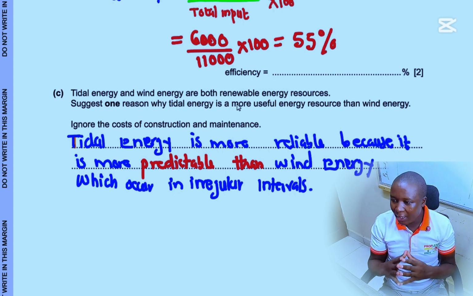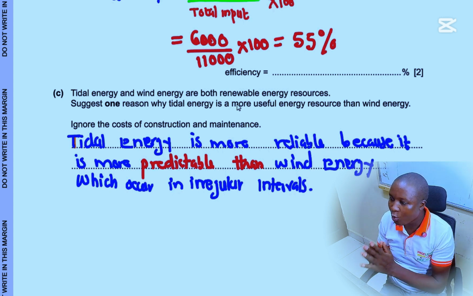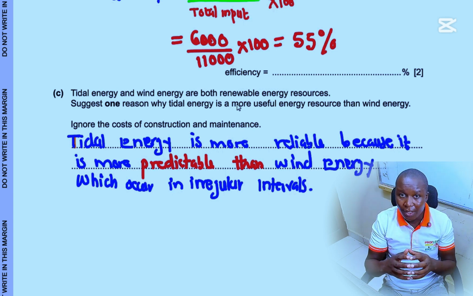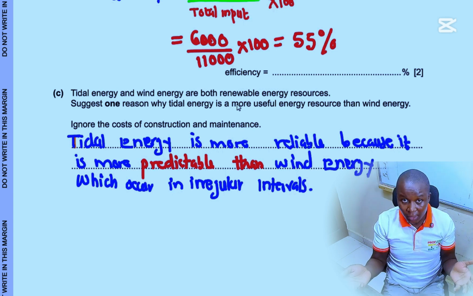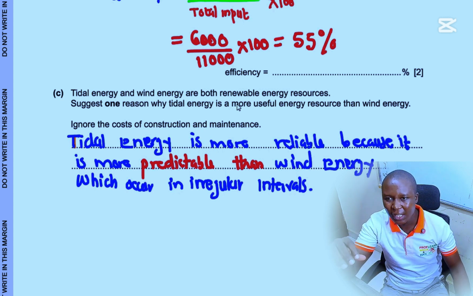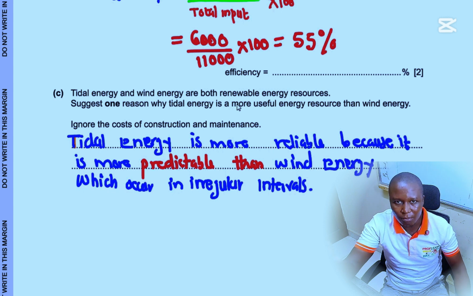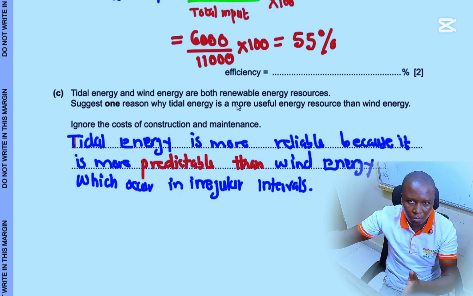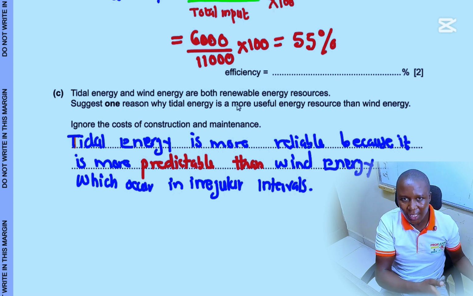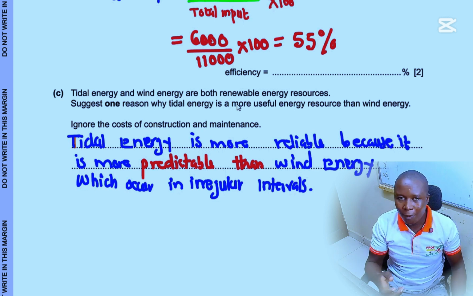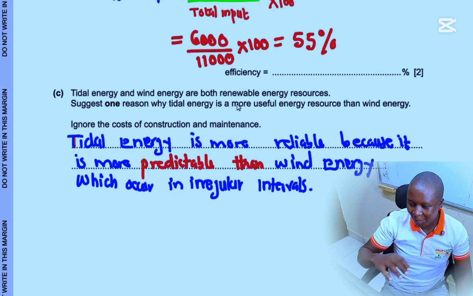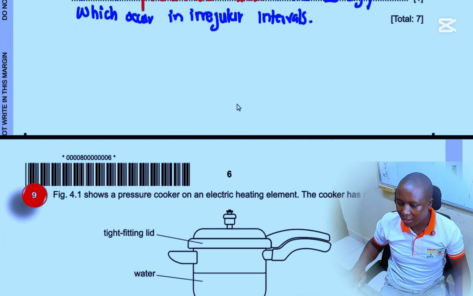Suggest one reason why tidal energy is more useful than wind energy. Remember, wind energy is not reliable because it's quite unpredictable. You cannot have a continuous flow of energy, because wind can sometimes flow at a very high speed, and after a few seconds it disappears. But tides, they're kind of predictable. So you're going to base your answer on that.